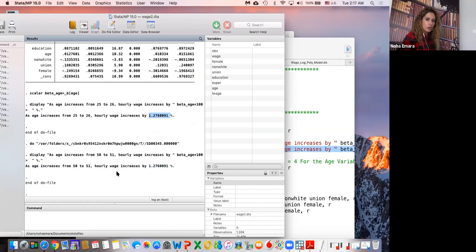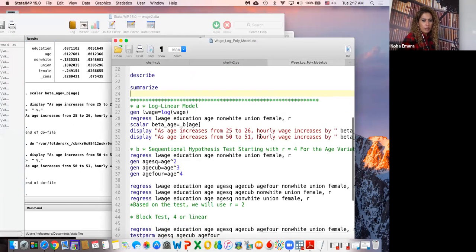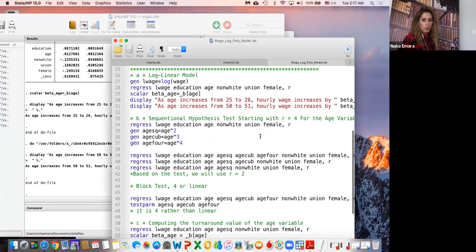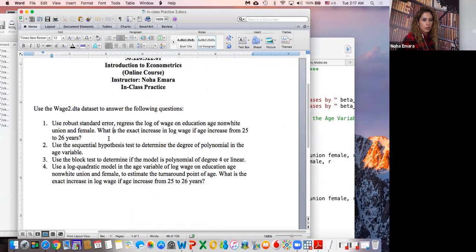And the intention of this additional information is to show you that at low levels of age or at high levels of age, the impact is the same. It's a linear model. Now, the question is asking you to do the hypothesis test. So question 2, use sequential hypothesis test to determine the degree of polynomial in the age variable.